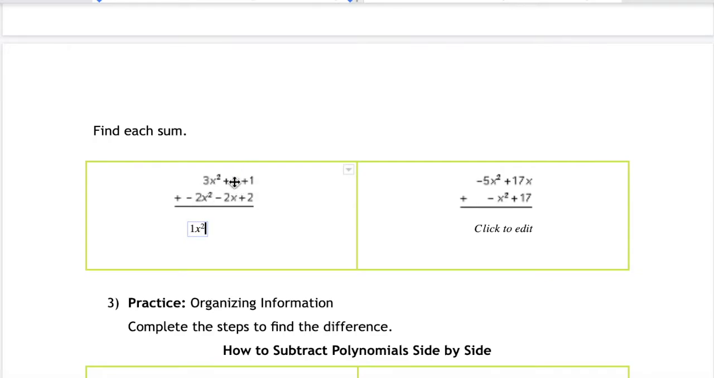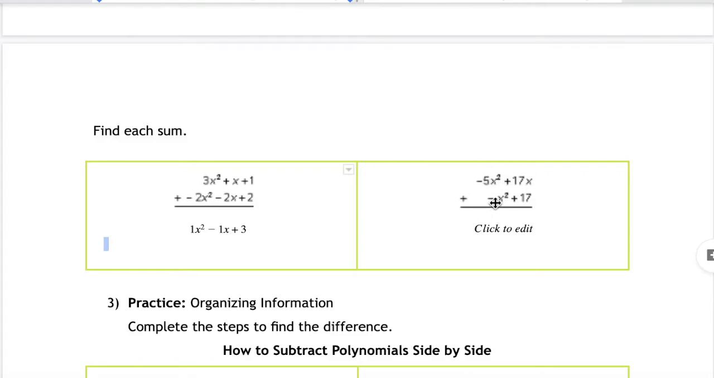Okay. Now when I look at my next term, I see that they're stacked right on top of each other, so I have x plus negative 2x, which is going to be negative 1x. And I have 1 plus positive 2, so that's going to be positive 3. So luckily, all these terms were stacked on top of each other, so that made it really, really easy to do. However, let's look at this example over here.